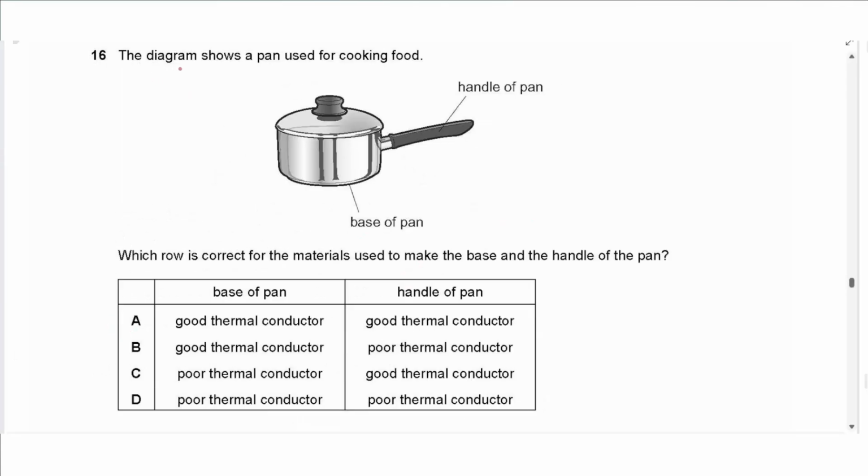Question 16 says the diagram shows a pan used for cooking food. Which row is correct for the materials used to make the base and the handle of the pan? So for the base of the pan, we need a good thermal conductor or a poor thermal conductor. We need a good thermal conductor to transfer heat quickly to the food inside. And for the handle, we need a poor thermal conductor so the person touching the handle would not get burned.